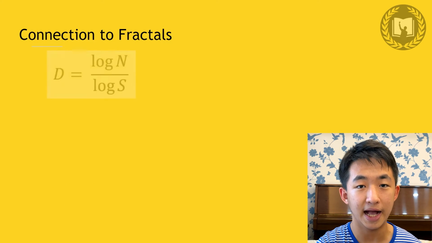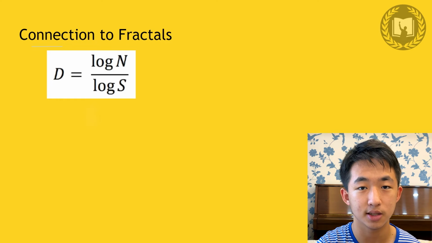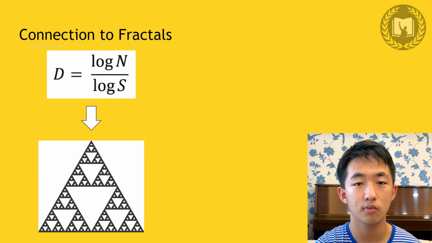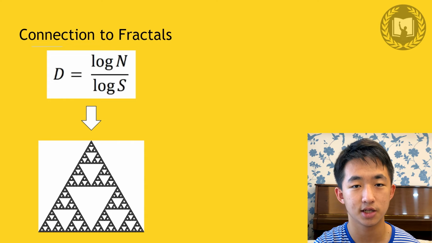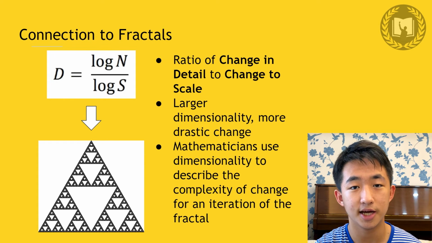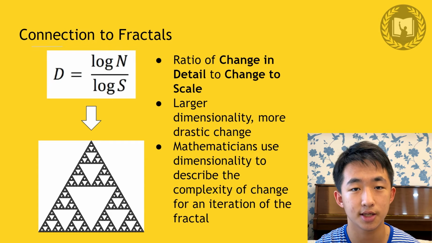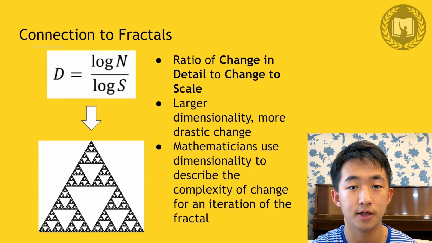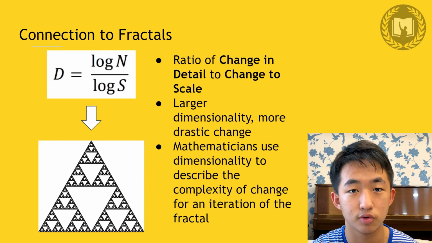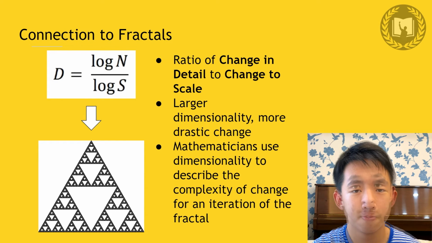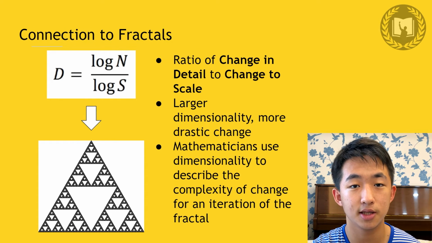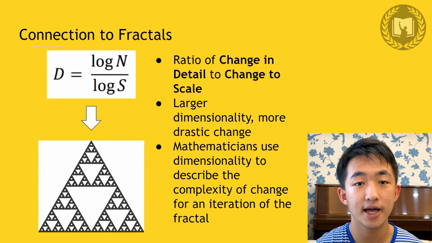So you might be wondering, how does the concept of dimensionality connect to fractals? Well, this is a pretty easy connection. As previously stated, dimensionality is a ratio of change in detail to change in scale. The larger the dimensionality of an iteration, the larger the amount of change would happen to that iteration of the fractal. Hence, mathematicians use the concept of dimensionality to describe the complexity or the drasticness of change in each iteration of the fractal.